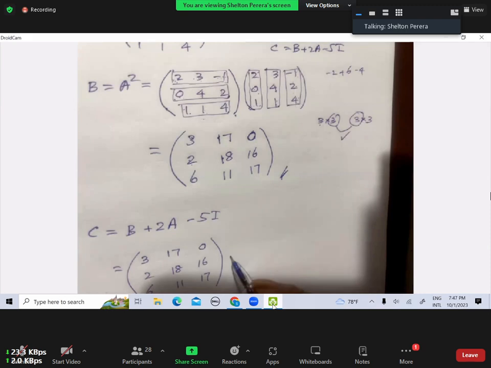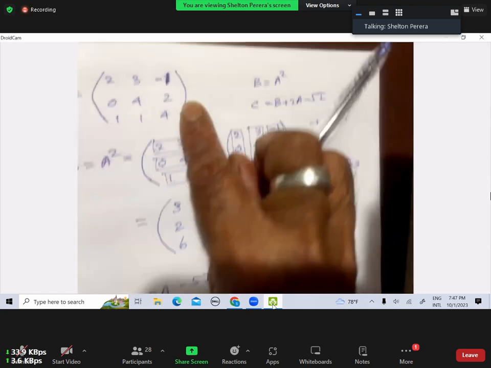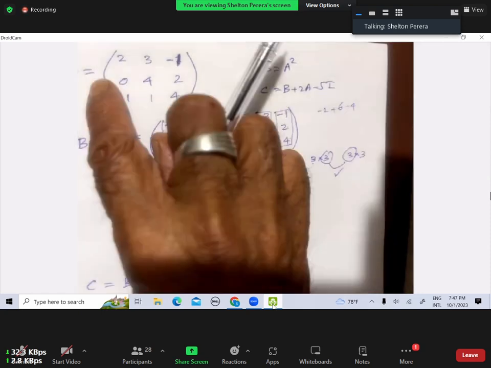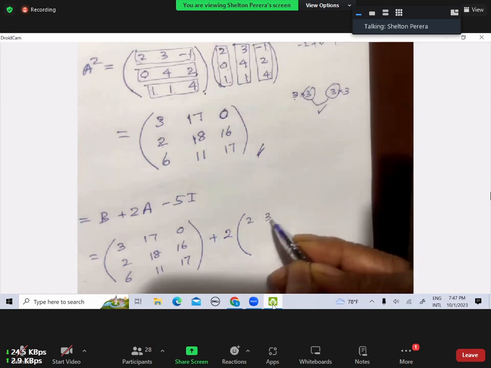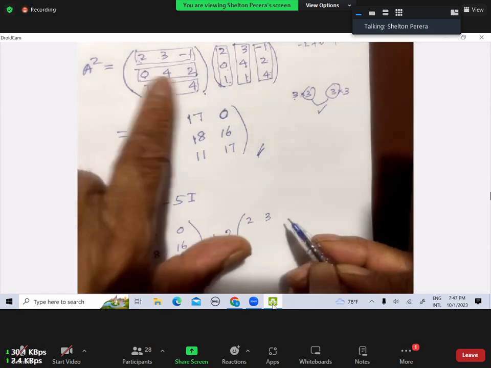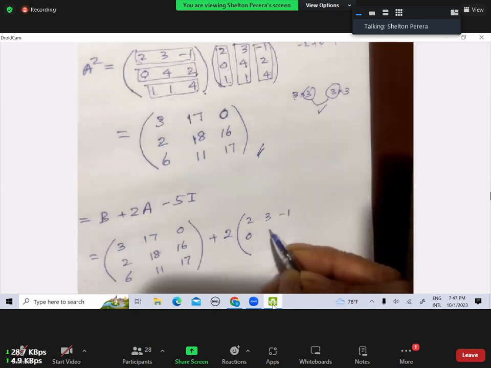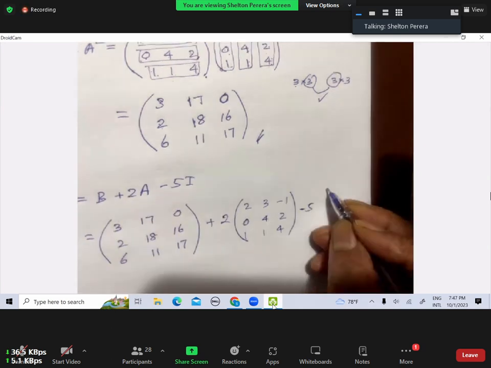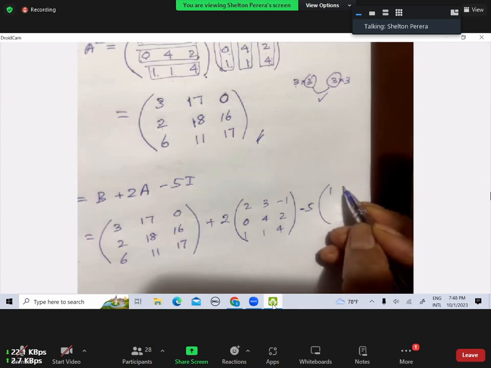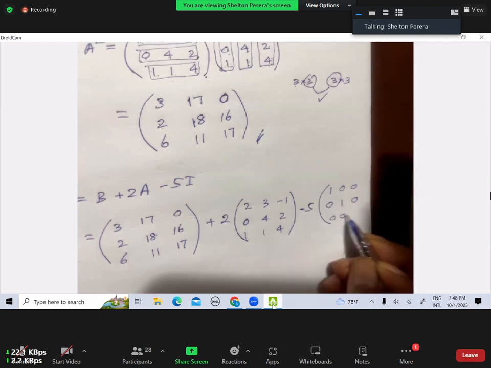That is B, plus 2A. A is this. How do you find 2A? Multiply every entry by 2. Let me write 2A. Copy A. A is 2, 3, negative 1, 0, 4, 2, 1, 1, 4. So B plus 2A minus 5I. I is the identity matrix of order 3: 1, 0, 0, 0, 1, 0, 0, 0, 1.